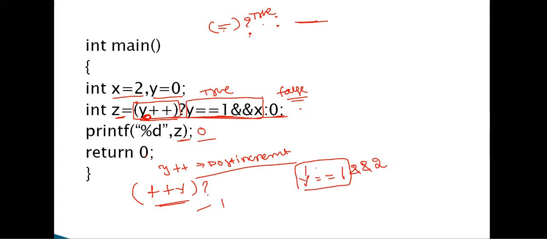First, y is equal to 1. What is the y value? 1. 1 is equal to 1, the condition is true. And 2 is also true. Both are true, so the result is true. That is, z is assigned a value 1.